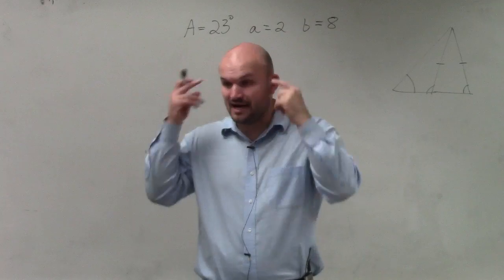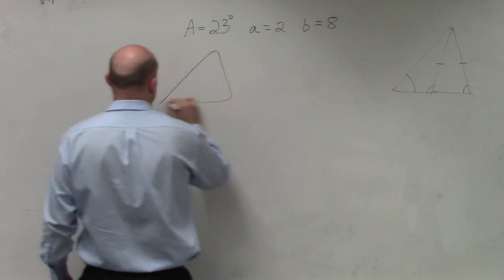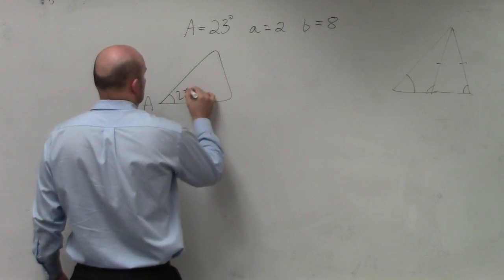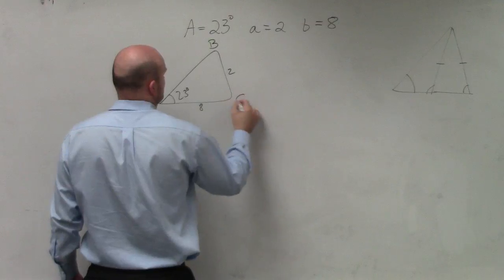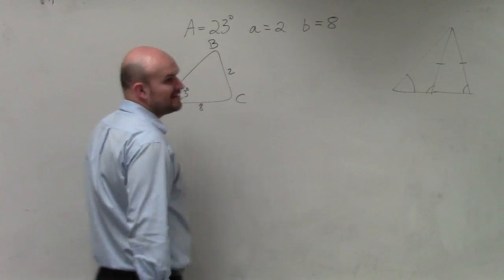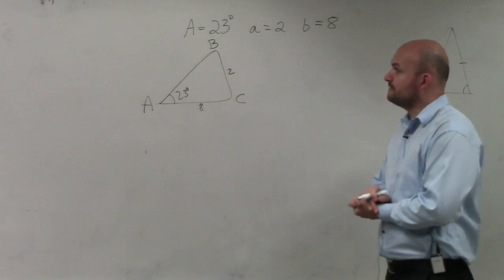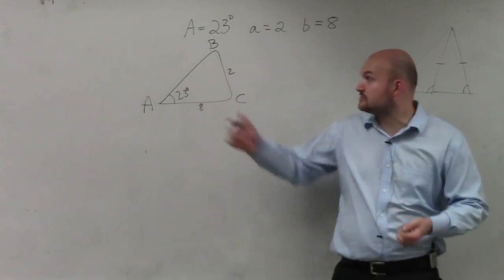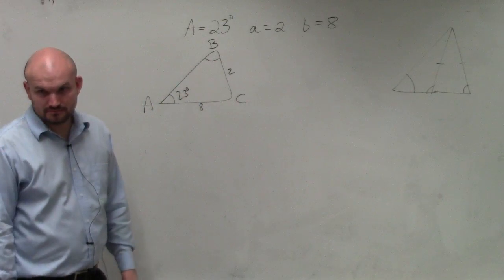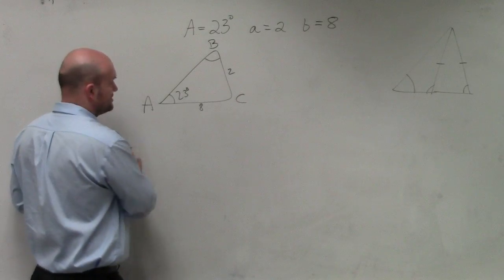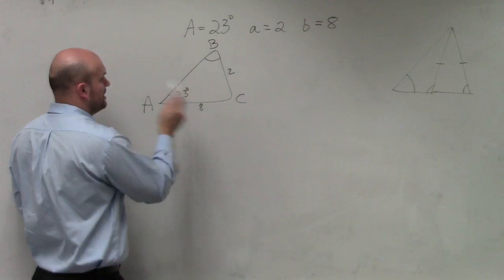First thing we like to do is, I always like to set a visual. So I'm just going to create a random triangle and label it with the information I have. I don't have any information for C, angle C, or side length C, right? But I do have enough information for A and B that I can use the law of sines to solve for angle B. So that's basically all we're going to do: figure out what angle B should be. So let's go ahead and set up.